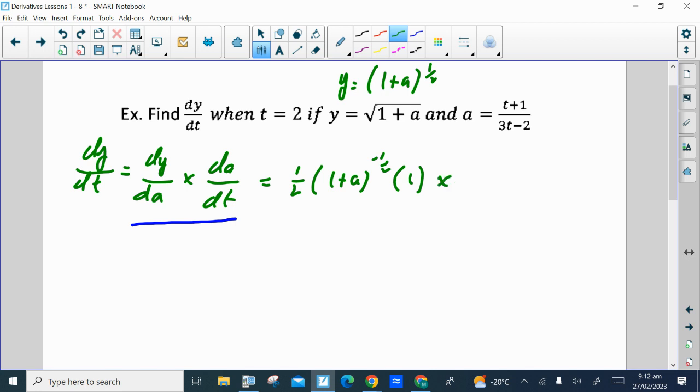Times dA by dt, which we would have to differentiate using the quotient rule. Derivative of the top times the bottom minus the derivative of the bottom times the top, all over the bottom squared.